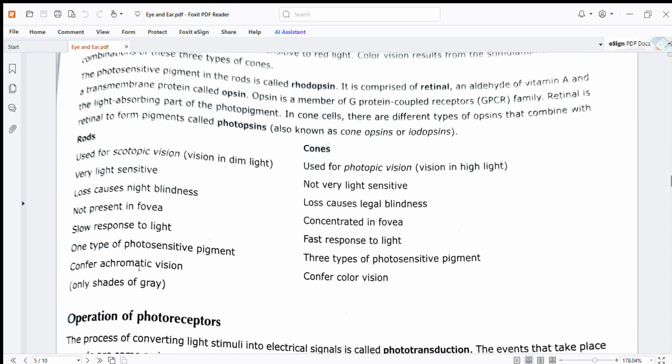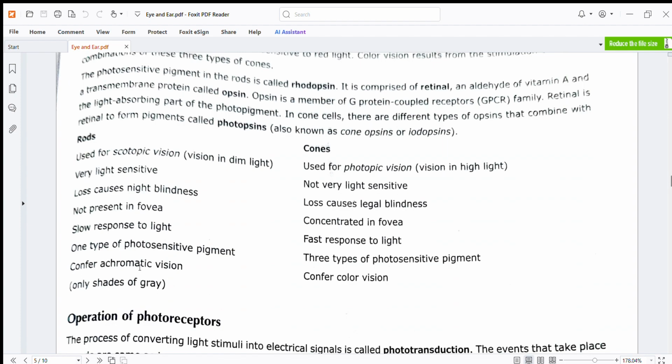The photosensitive pigment in the rods is called rhodopsin. It is comprised of retinal, an aldehyde of vitamin A, and a transmembrane protein called opsin. Opsin is a member of the G protein coupled receptor, GPCR, family. Retinal is the light absorbing part of the photopigment. In cone cells, there are different types of opsins that combine with retinal to form pigments called photopsins, also known as iodopsins.